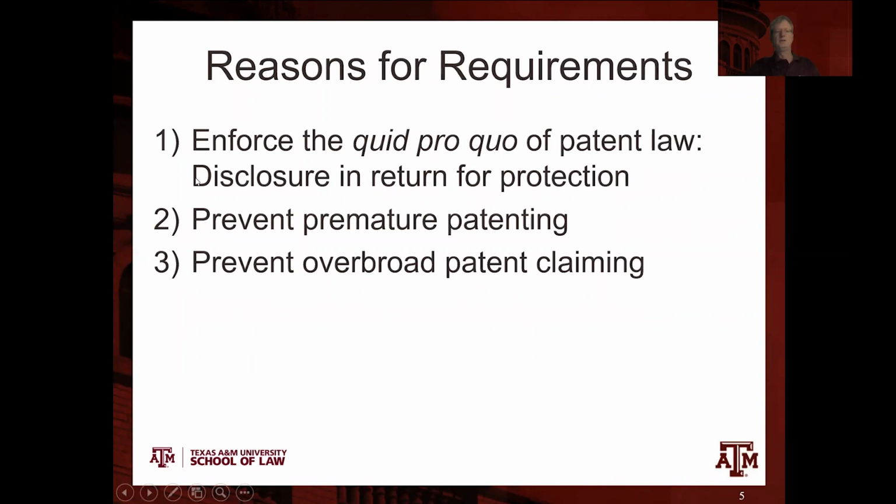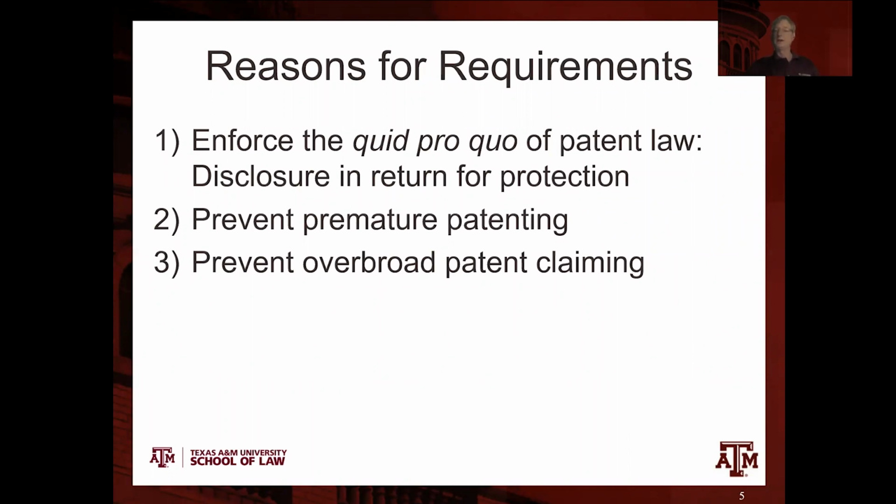Okay. So when we think about these disclosure requirements that we're going to get into this week, the casebook talks about 3 different purposes that these serve. So the enablement disclosure is the easiest to understand. There we're enforcing the quid pro quo of patent law, the bargain that the patent system strikes. You disclose your invention to us, we disclose it to the world in the patent itself, and in return, we give you this set of exclusive rights.